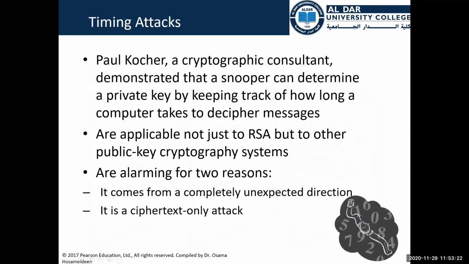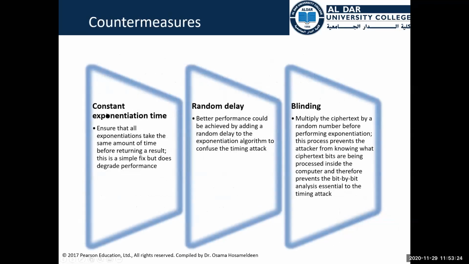The countermeasure for the timing attack is to have a constant exponentiation time. Constant exponentiation time means ensuring all exponentiations take the same amount of time before returning a result. This way, the attacker will not be able to guess the private numbers or use the timing attack, because all operations are taking the same time.